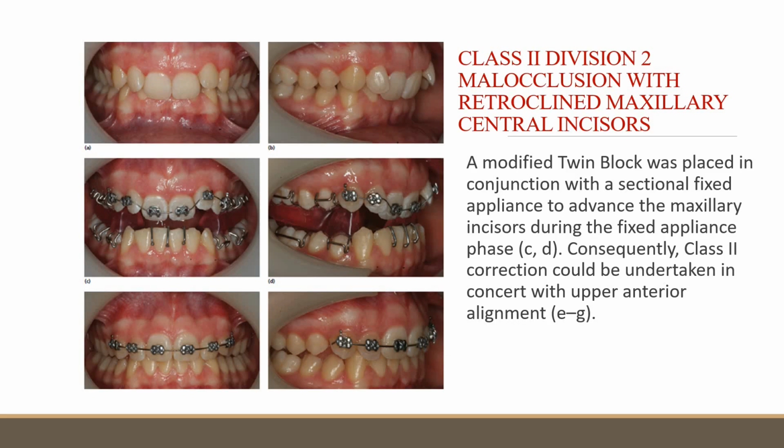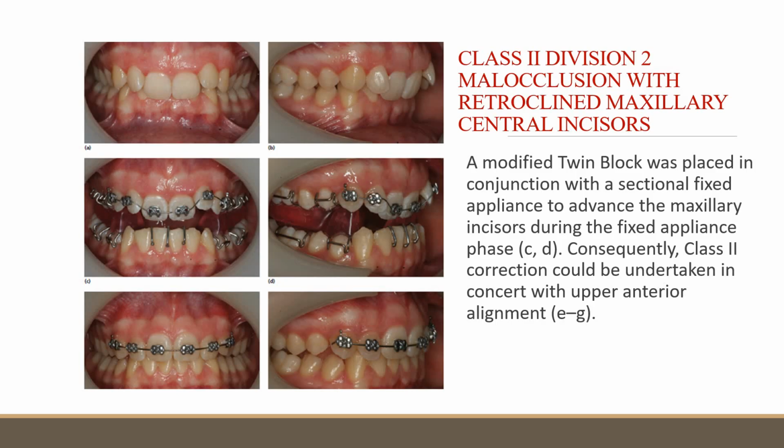Angle class 2 division 2 malocclusion treatment can be undertaken more easily in the mixed or in the permanent dentition. Since the malocclusion is associated with retroclined maxillary central incisors and often at least one proclined lateral incisor and a deep bite, the treatment is usually achieved in 3 phases. The treatment starts with proclination of the incisors. The class 2 division 2 malocclusion is converted to a class 2 division 1 malocclusion.